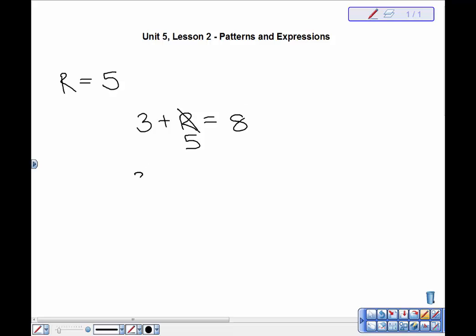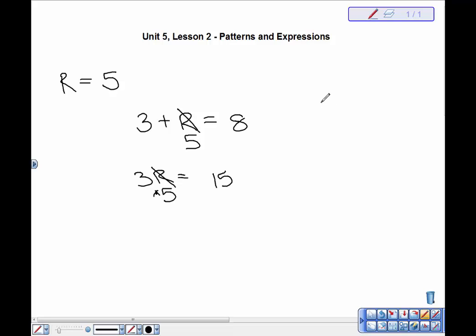What if we do 3r? What does that equal? 3r equals what? Again, r equals 5, so I'm going to cross off the r and put 5 in its place. Remember, when we have a number and a letter next to each other, we're multiplying. So I'm going to multiply, and that equals 15.